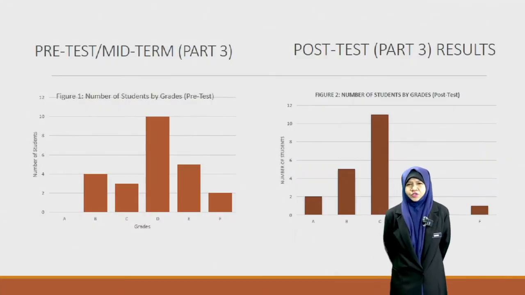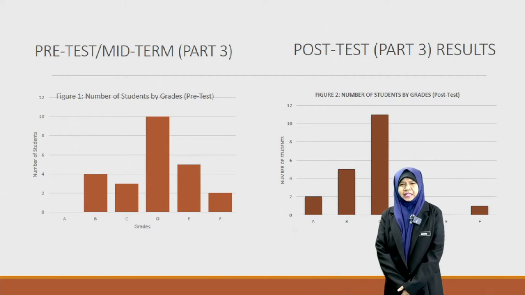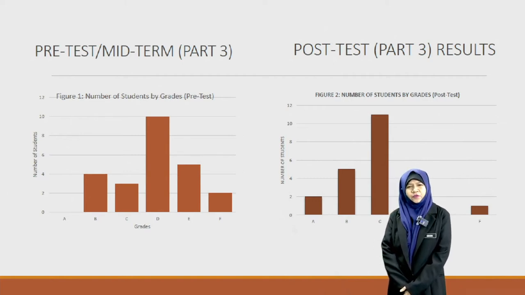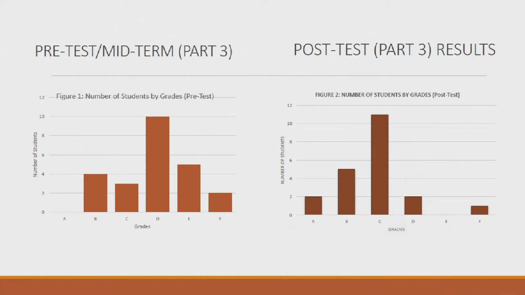Let us now focus on the data collected. At the beginning of the research, the students sat for a midterm reading comprehension examination. Data of part 3 of the reading comprehension paper was used to gauge students' reading comprehension. The result of the test is shown in figure 1. The data shows that 71% or 15 students scored between D and E. This implies that the students had a very weak grasp of comprehension and very limited vocabulary.